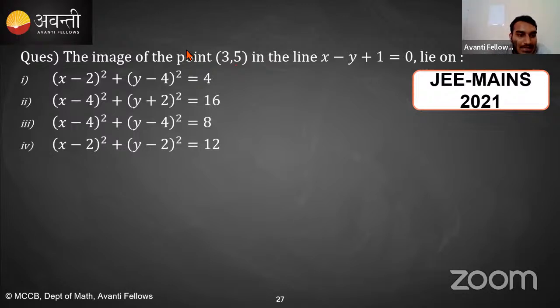Remember the formula: x minus x1 upon a is equal to y minus y1 upon b is equal to minus 2 times (ax1 plus by1 plus c) upon (a square plus b square). Does it ring a bell? This is the formula I told you. Now using the formula, x1, y1 is 3, 5. What is a? The coefficient of x, 1. What is b? Minus 1.